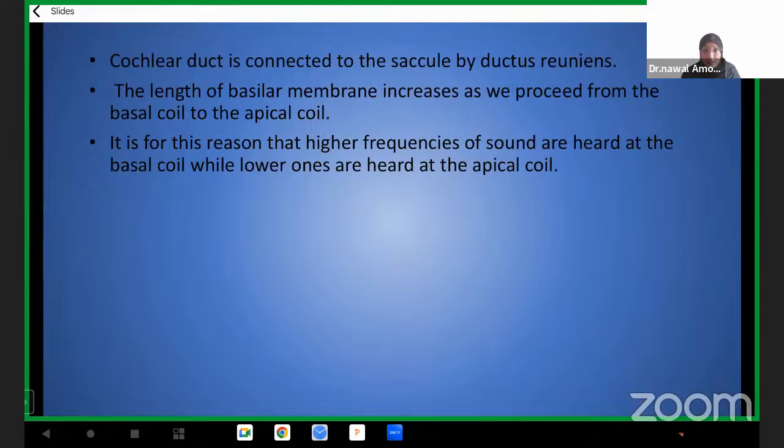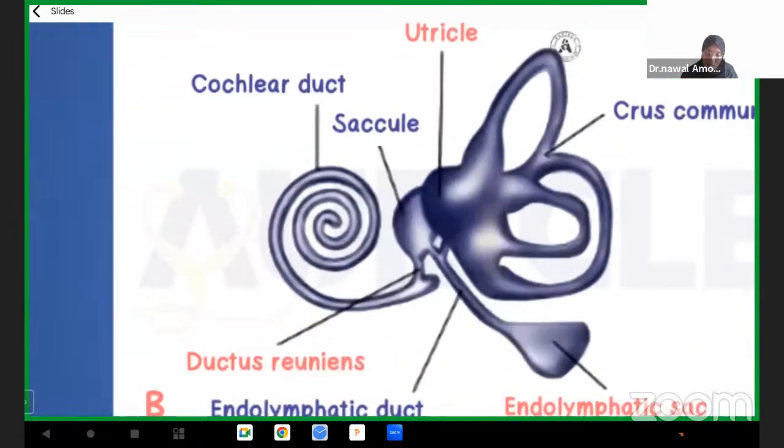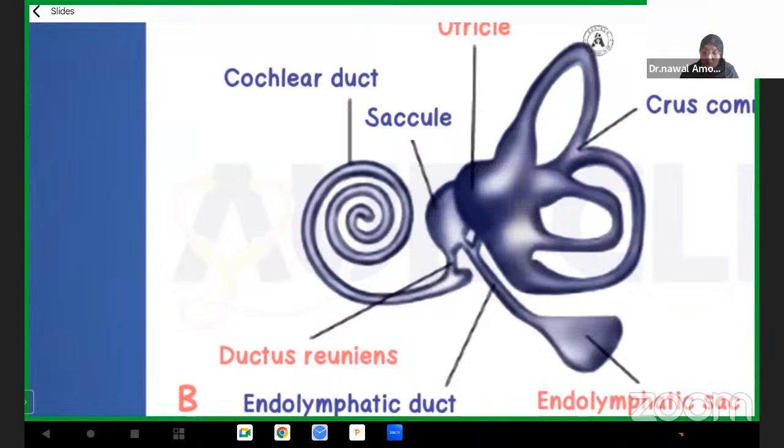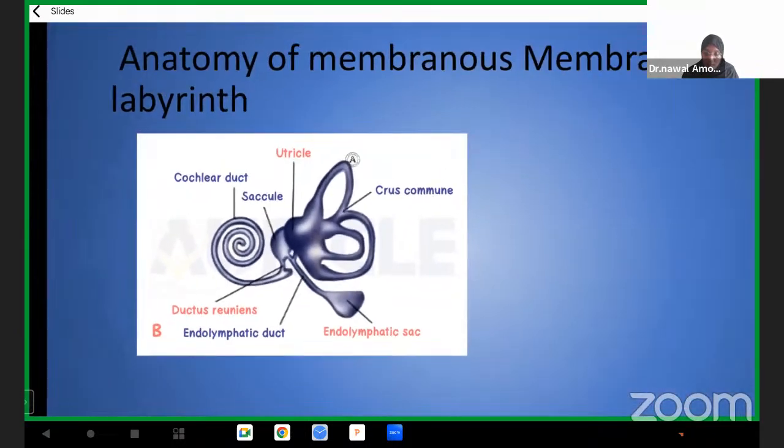Now, talking about the cochlear duct: it is connected to the saccule by the ductus reuniens. Here you can see the cochlear duct attached to the saccule by the ductus reuniens, mentioned in red, bold.